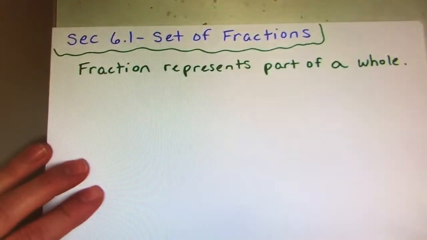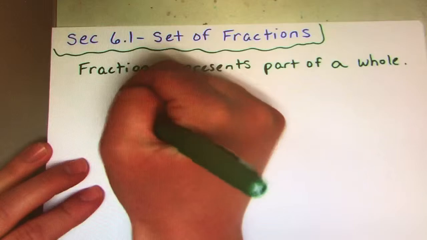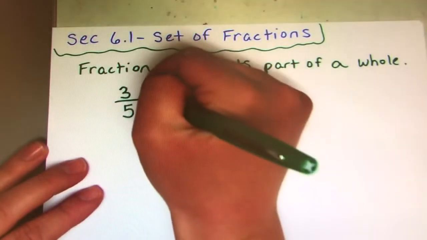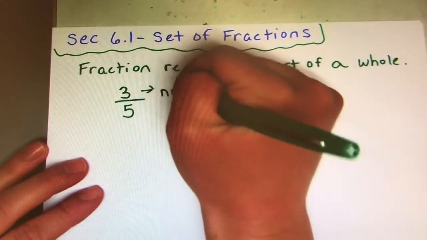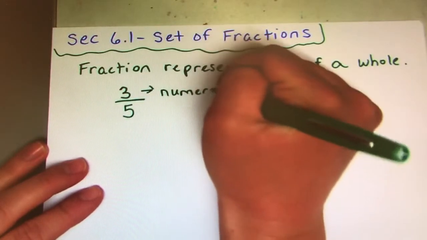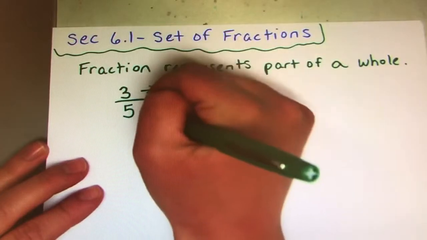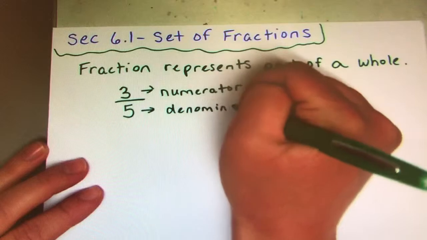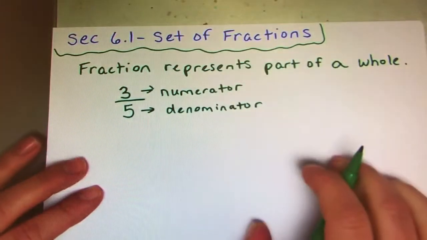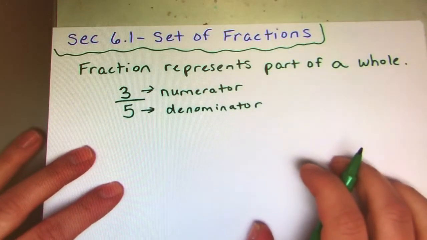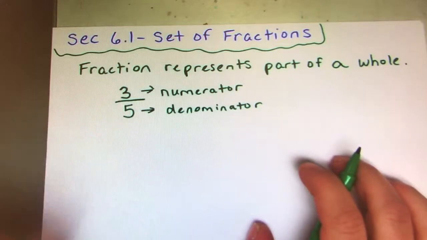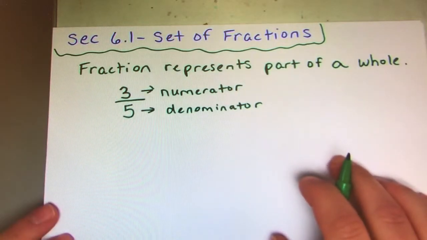So first of all, we need to know what a fraction looks like. If I give you the fraction 3/5, for example, we have special names for the top and the bottom. The top number we call the numerator. The bottom number we call the denominator. The numerator tells us how many parts, and the denominator tells us the name of the parts, or what kind of pieces they are. So we would read this as 3/5.